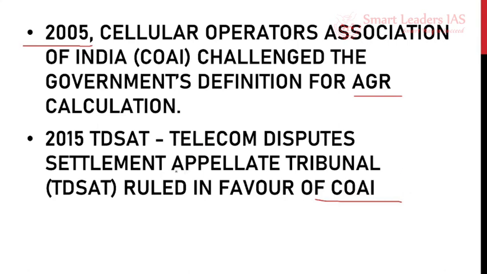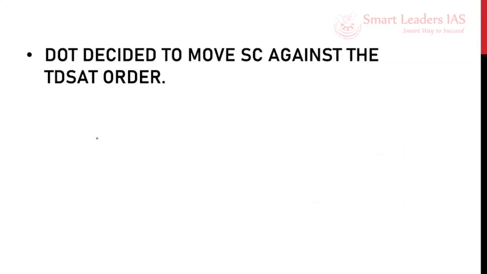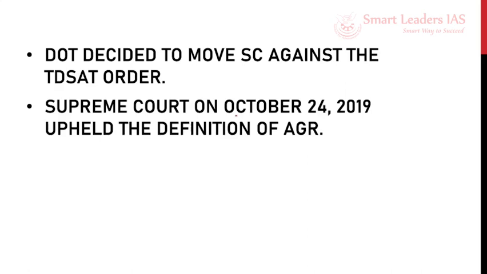As we know, even though it is an appellate tribunal, the order is not final, and always the government has the option of going to the Supreme Court. So it challenged the 2015 TDSAT order in the Supreme Court, and it was pending for 4 years. It was this order that was given on October 24, 2019. And what did the Supreme Court do? It upheld the definition of AGR according to the DoT. It said that the Department of Telecommunication order is valid.